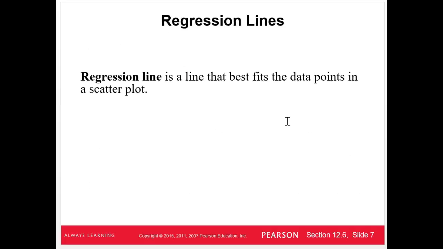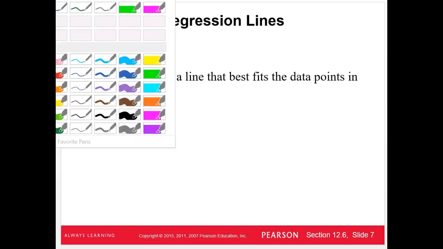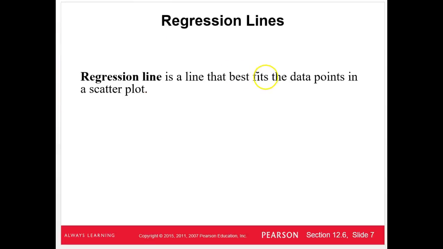Alright, a regression line. A regression line is the line that best fits our scatter plot. Of all the lines that could go through the data, the regression line is the line that goes through it the best. Sometimes you'll hear me refer to it as the line of best fit, or the regression line.